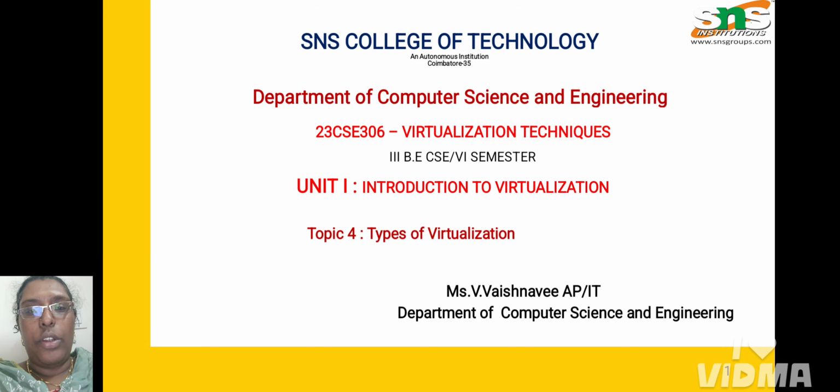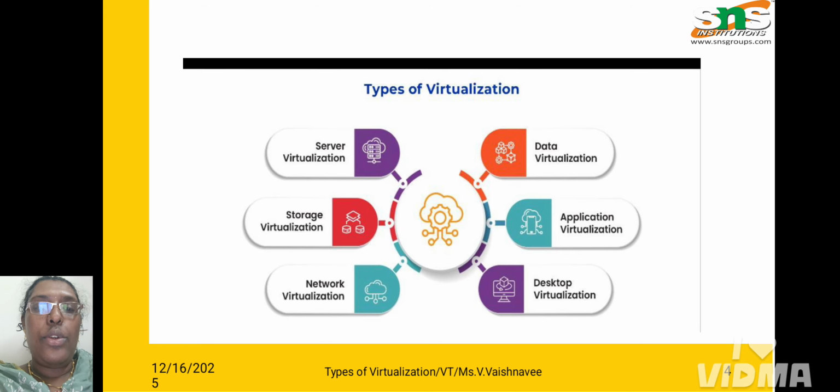Now let us see about the virtualization types. As we all know, virtualization is a technology that allows us to use physical hardware more efficiently by creating multiple virtual environments on the same system. Instead of dedicating one physical machine to one operating system or one application, virtualization enables sharing of hardware resources, isolation between users and applications, and better utilization of CPU, memory and storage.